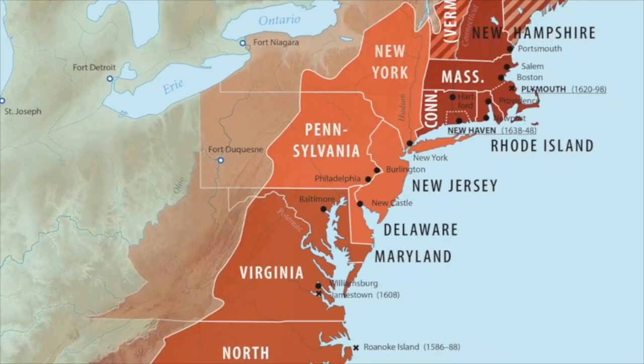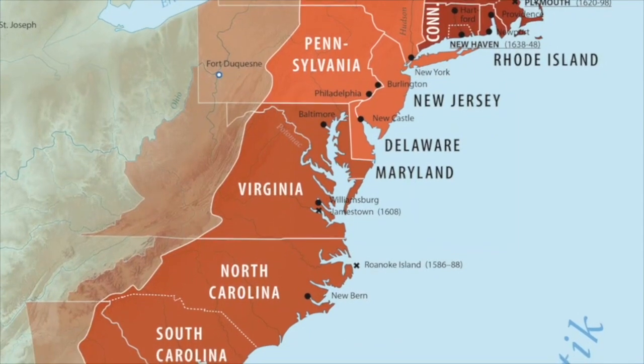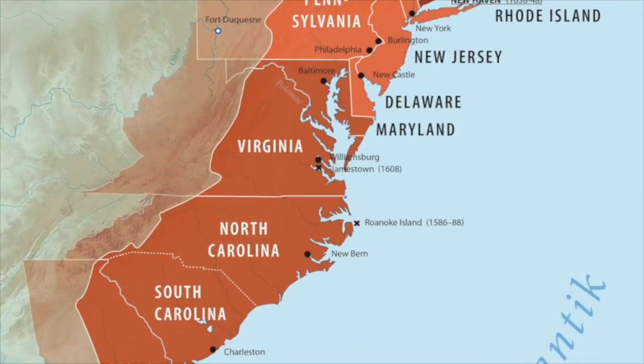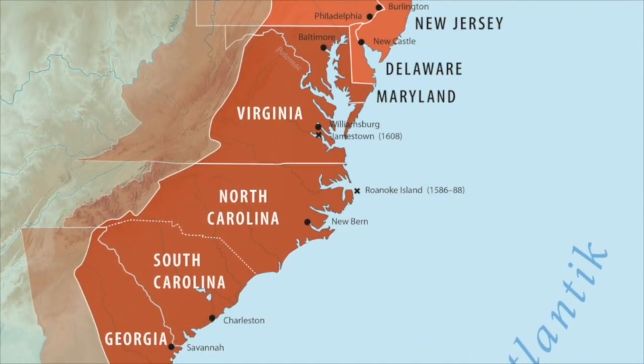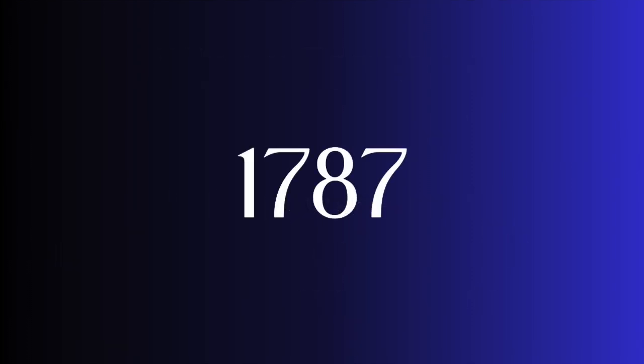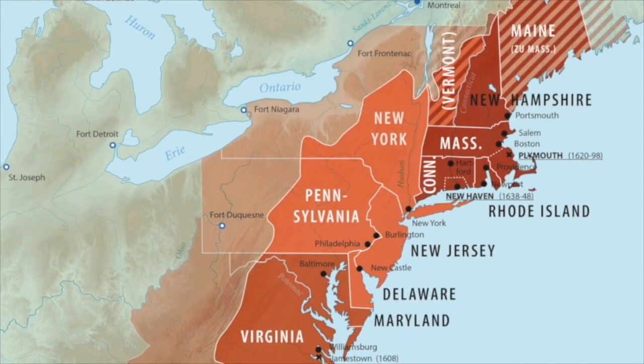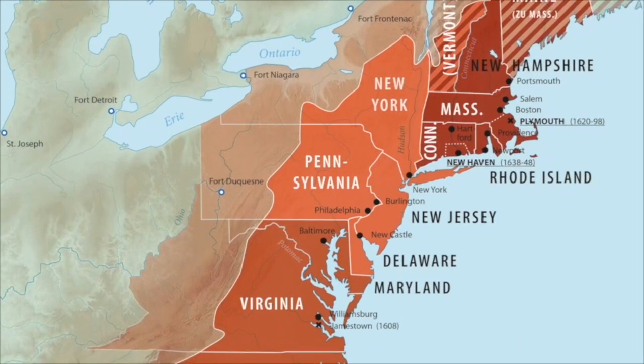The federal government lacked the power to tax, regulate trade, or enforce laws, leading to economic collapse and conflicts between states. To address these issues, leaders called for a meeting to discuss reforms. The first Constitutional Convention took place in Annapolis in 1786, but attendance was low. However, it set the stage for a more significant gathering.